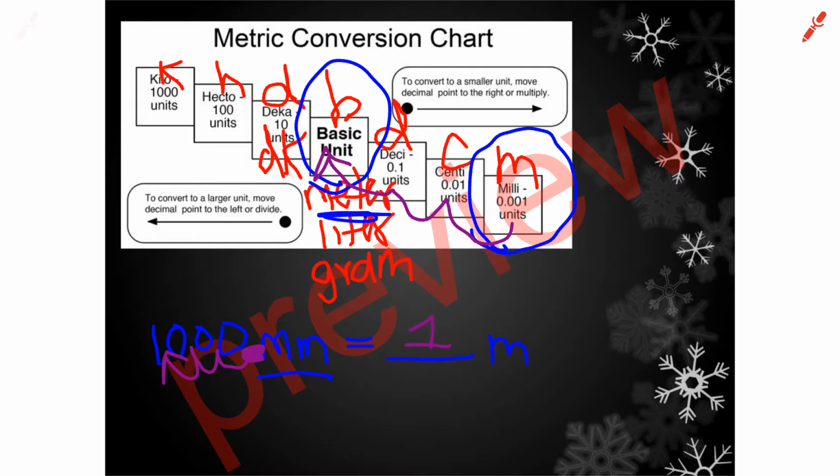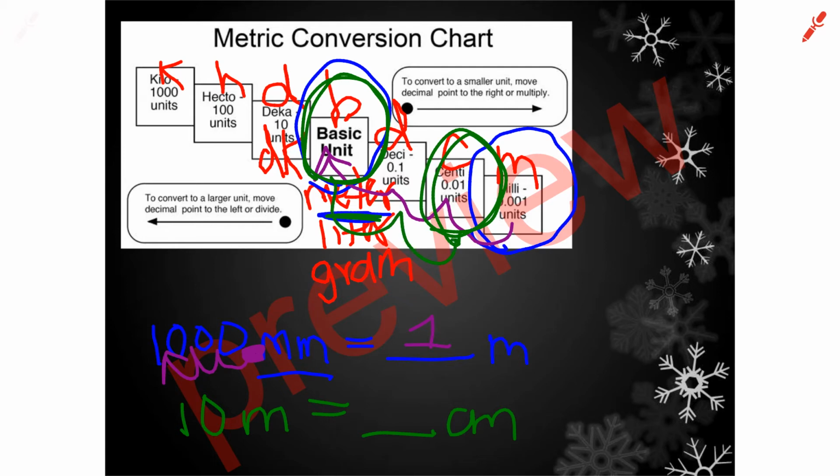Okay, so let's try another one. Let's say that we have 10 meters. And this time we want to change that. See how many centimeters we have. So again, meters is a base unit. So we're going to start at our base and we want to go to the centi. So that is 2 spots away. To the right this time.